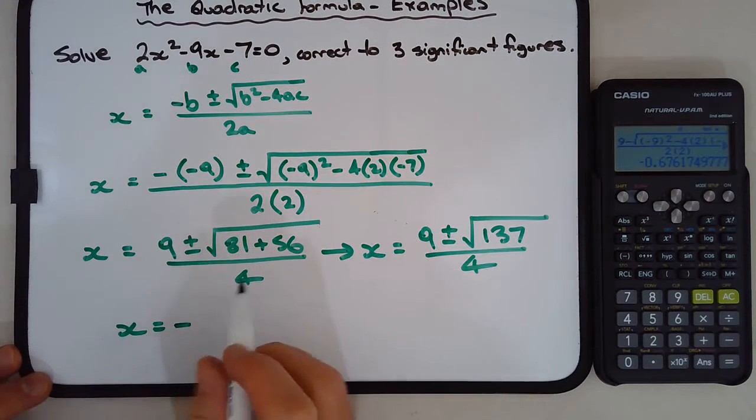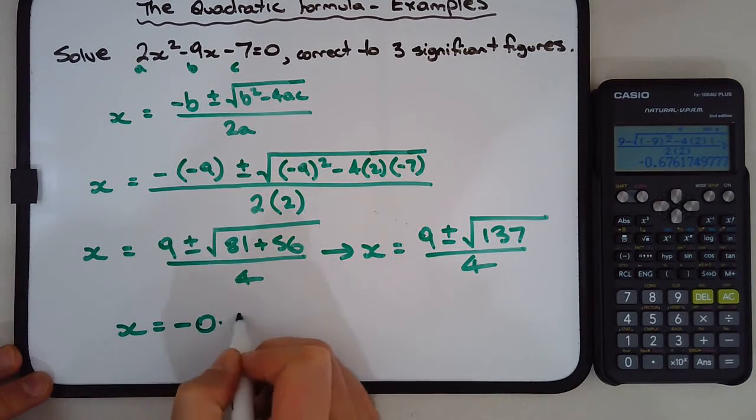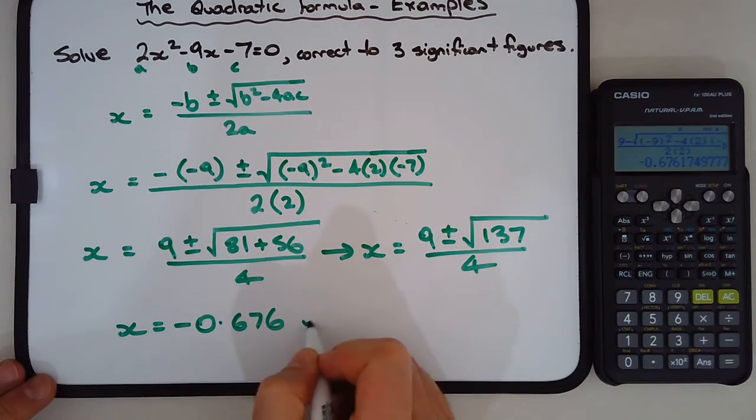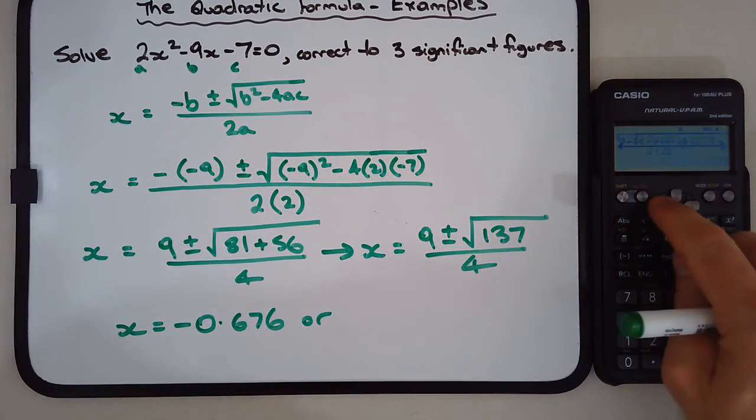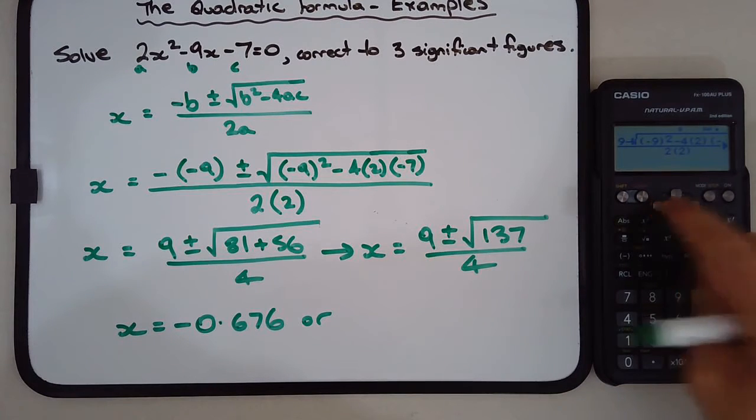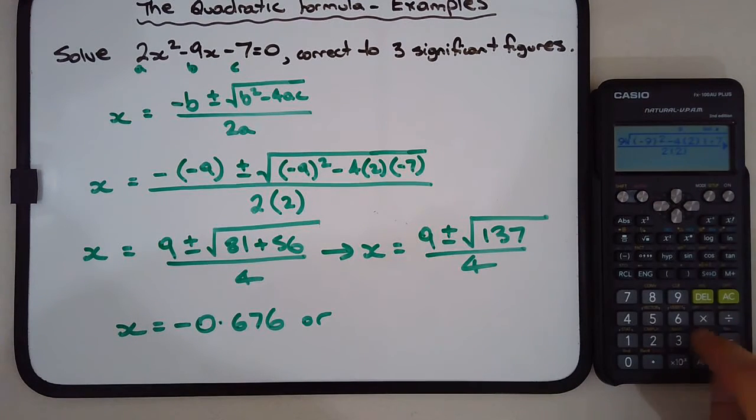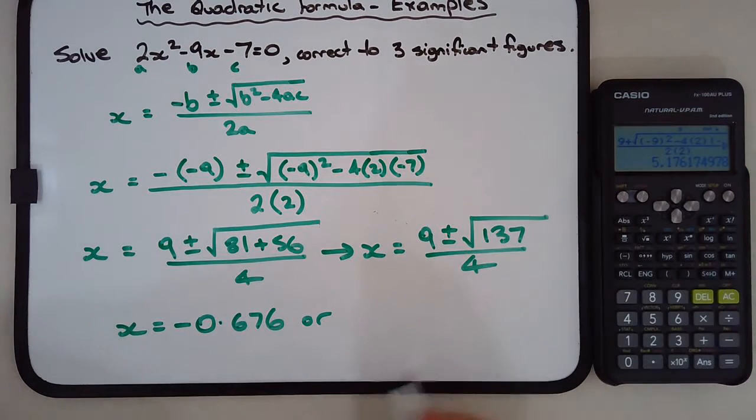So it's three significant figures. Let's go back and edit the expression in the calculator, so you can use the replay keys for that. It's very handy. And plus, we get 5.18. So that's rounding to three significant figures.